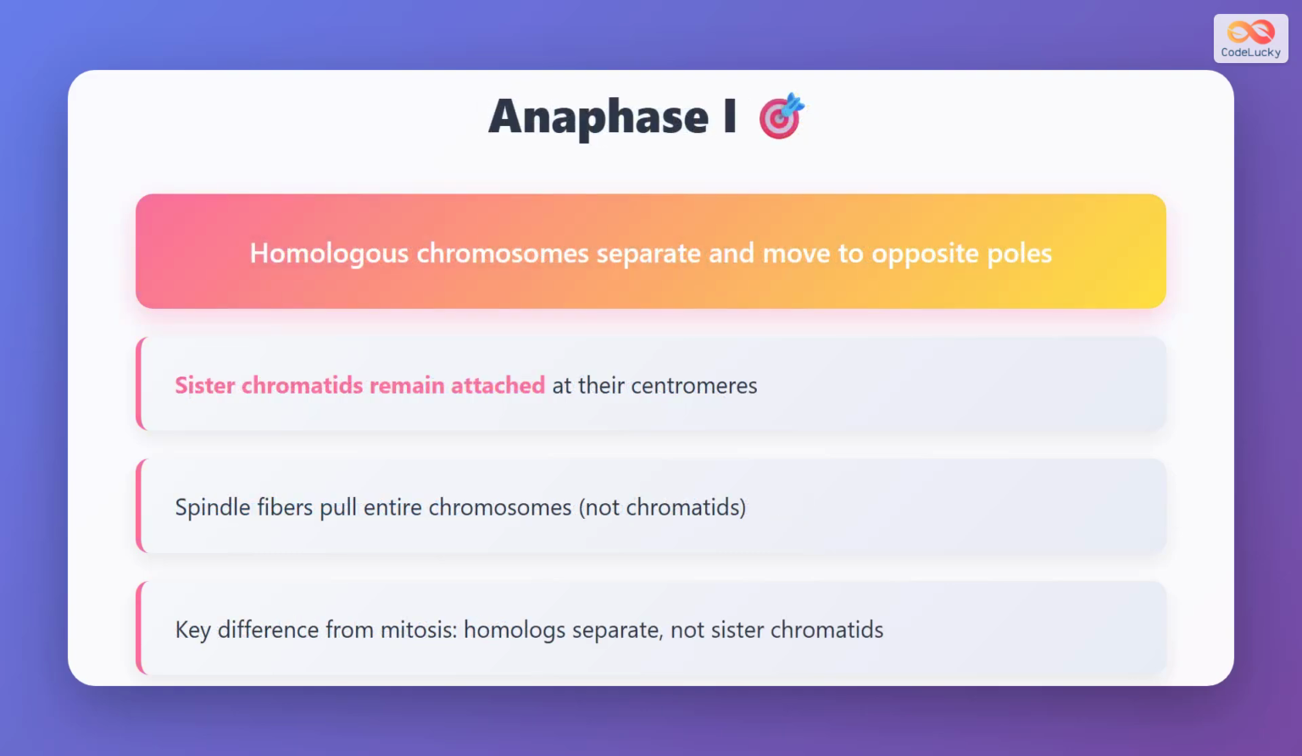Anaphase I is when homologous chromosomes separate and move to opposite poles of the cell. It is crucial to note that sister chromatids remain attached at their centromeres during this phase. The spindle fibers pull entire chromosomes, not individual chromatids. This is a key difference from mitosis, where sister chromatids separate. In meiosis I, homologs separate, which is what reduces the chromosome number.